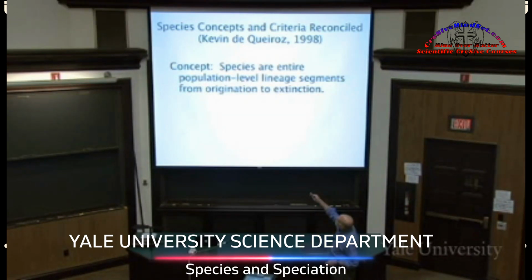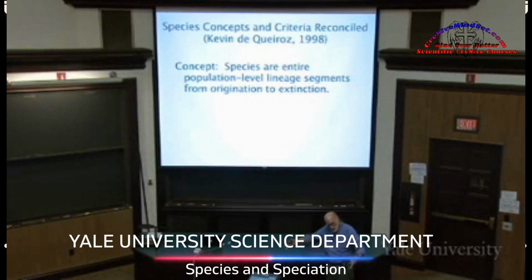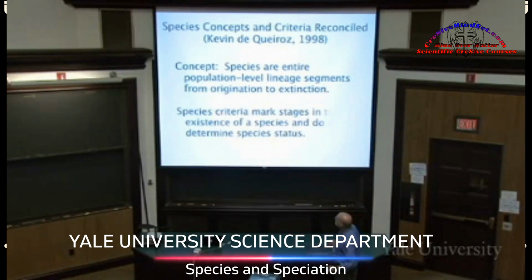Basically, he said, let's see if we can agree, not everybody does, that species are entire population-level segments of lineages from origination to extinction. So they have duration in time, they're at the level of a population, and we could map them onto a tree of life. And the criteria aren't the same as concepts. Basically, they're marking stages in the existence of a species, and they don't actually determine whether the species is a species yet, okay?